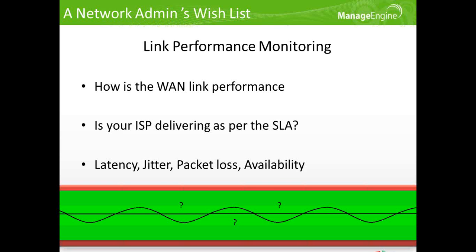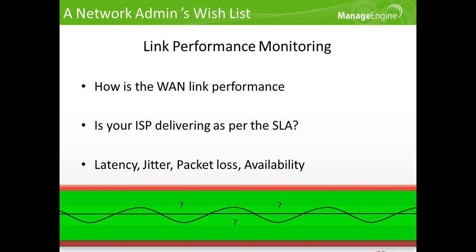What happens is, quality measurement in the link is in terms of data traffic, like finding out how much is the jitter or how much is the latency, packet loss, round trip time. All this you need to measure and verify if your ISP is actually delivering as per the SLA.